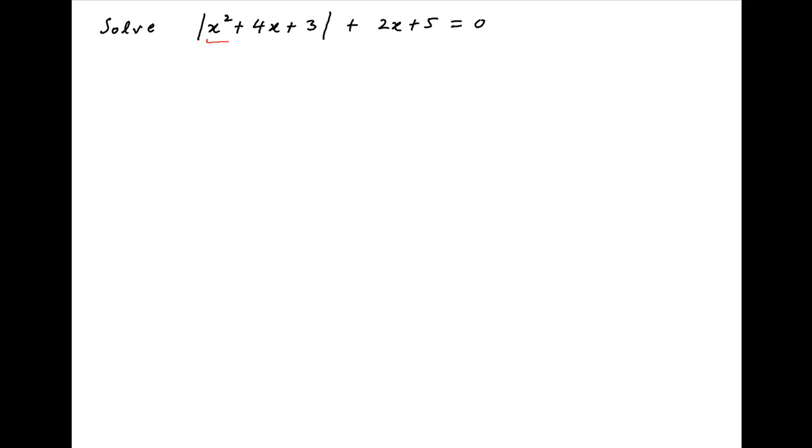The expression under the modulus, x² + 4x + 3, is equal to (x + 1)(x + 3). Note that this is greater than 0 when x is less than -3 or when x is greater than -1. The value of this expression is negative when x lies between -3 and -1.